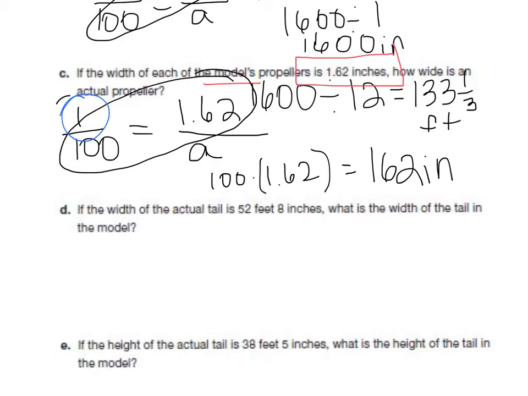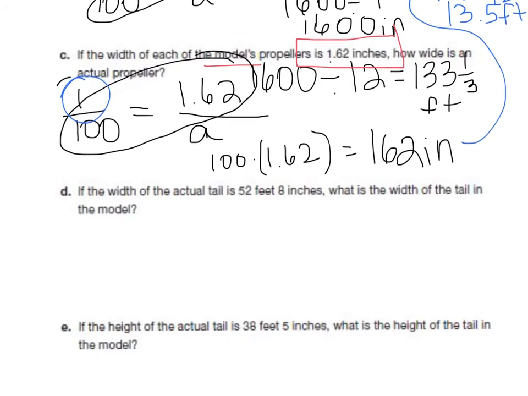But we don't deal in 162 inches. So again, we want to change that to feet. I'm running out of room and my eraser doesn't work, so I'm going to do it up here. 162 divided by 12 equals 13.5 feet. Awesome, awesome. Okay, next one.